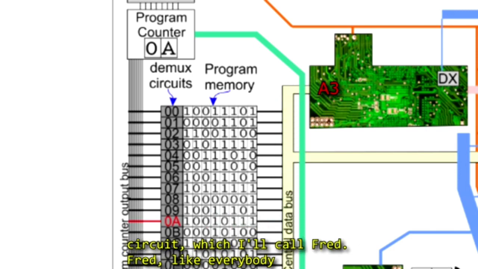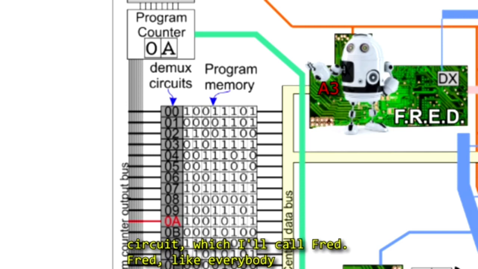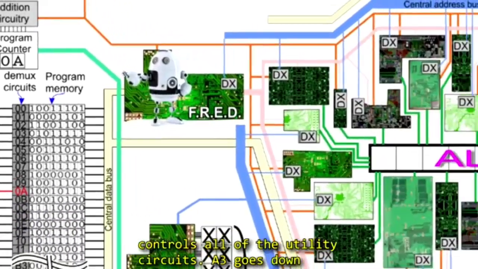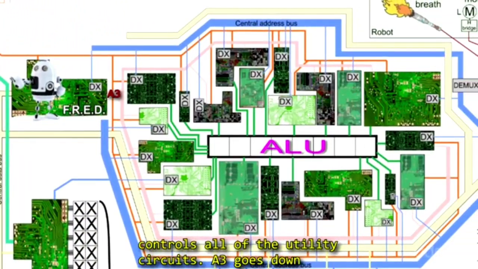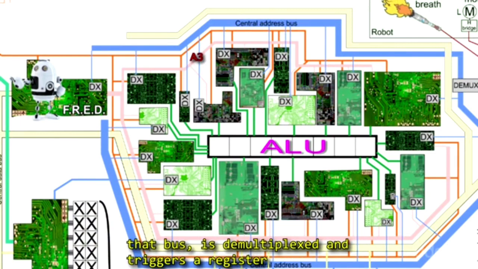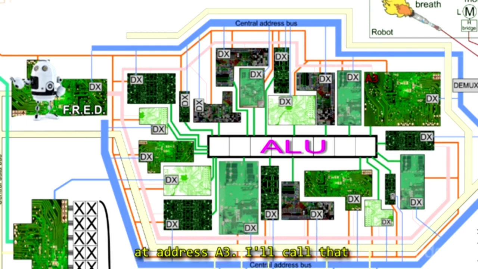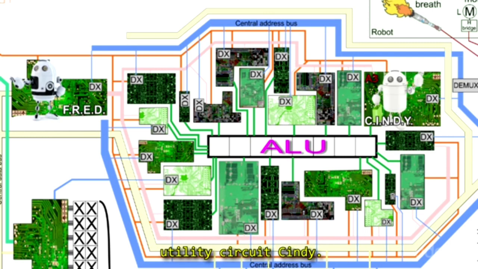There is another circuit which I'll call Fred. Fred, like everybody else in the microprocessor, is driven by the clock. Fred knows that this next line of the program is going to call upon one of the utility circuits. So Fred takes that A3 and dumps it onto the bus that controls all of the utility circuits. A3 goes down that bus, is demultiplexed, and triggers a register at address A3, which turns on the utility circuit at A3. I'll call that utility circuit Cindy.